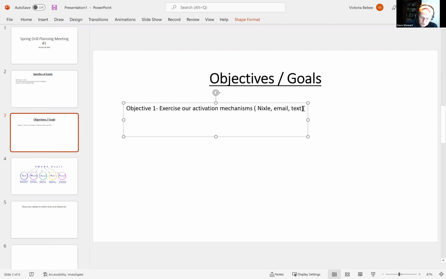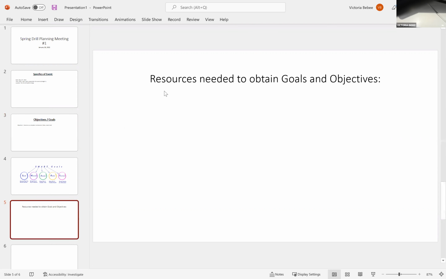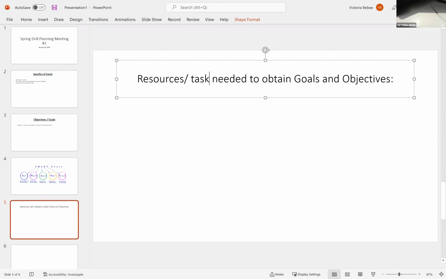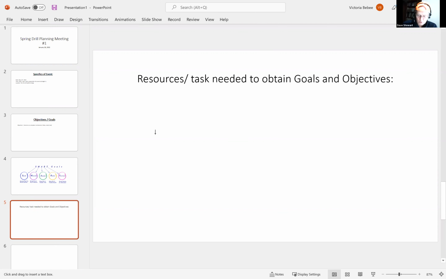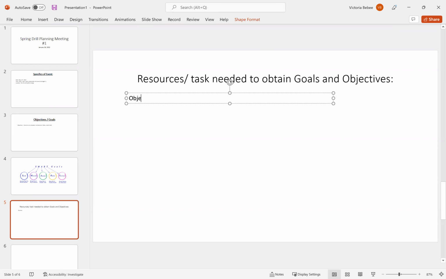I think that's an excellent suggestion. So that would be under resources needed to obtain goals and objectives. So we can do resources or tasks, right? So the task would be to do a couple of Nixle exercises and see that people are actually getting them. Right, and it could be as easy as acknowledging over ham radio or a text that you got it. Exercise Nixle. It's Nixle or ham radio, right? Ham radio functions or activation.